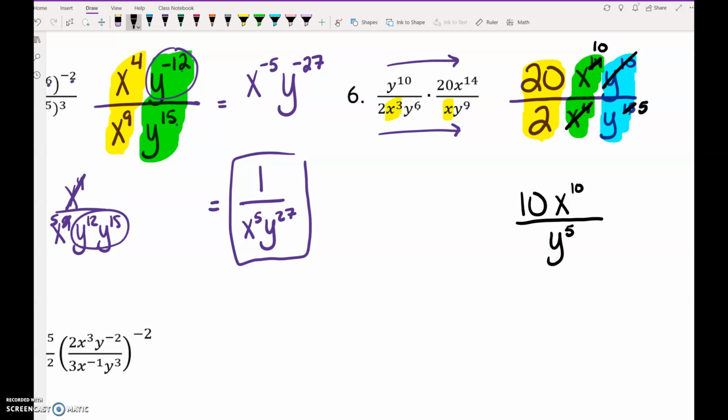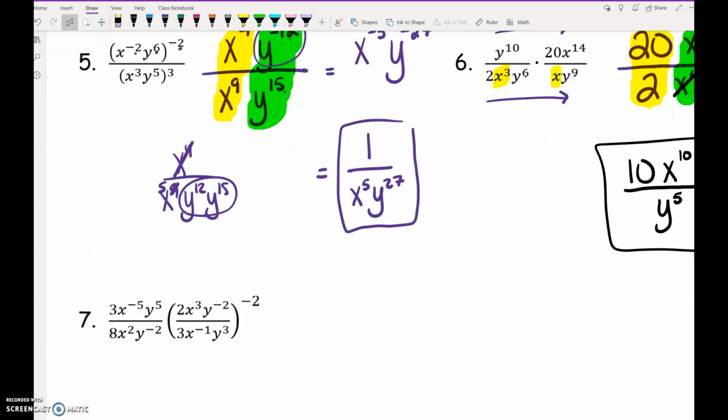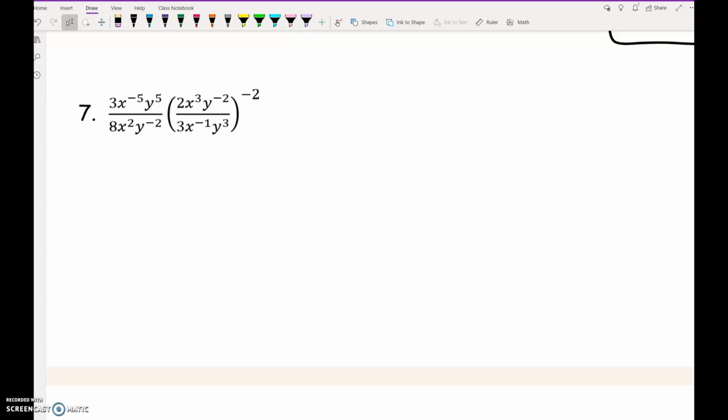Some of you do better thinking about which one is bigger. That's where there's going to be some left over, how many are left over, rather than dealing with subtraction and negative exponents. Either way, you should get 10x to the 10th over y to the 5th. All right, number 7. We definitely have some work to do on number 7. Let's start with rewriting the first part.